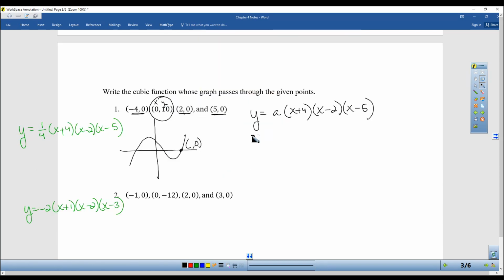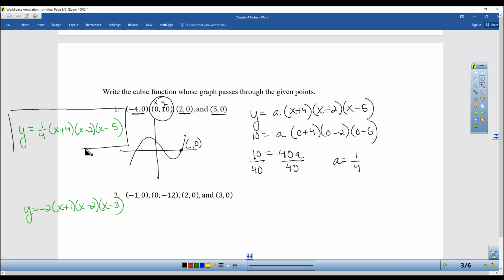So remember that the y is the 10. I don't know a, and I'm plugging in 0 for all the x's. And 4 times -2 is -8, times -5 is 40, but I'm going to put it in front of the a. Divide both sides by 40, and I get a is equal to 1/4. Oh, I was about to box that, but that's not actually the answer. That's just the a, and then the final answer is writing the cubic function with the a filled in.